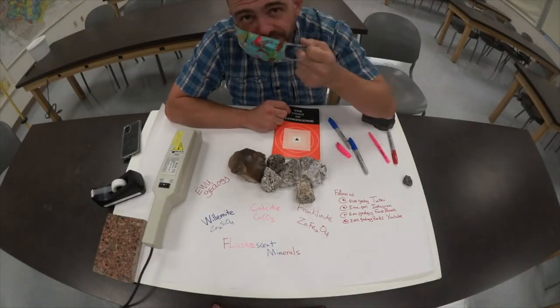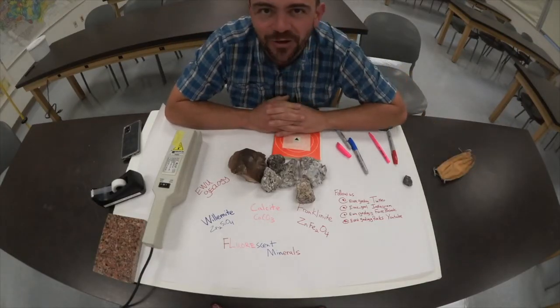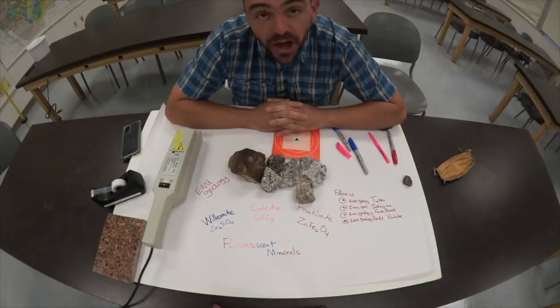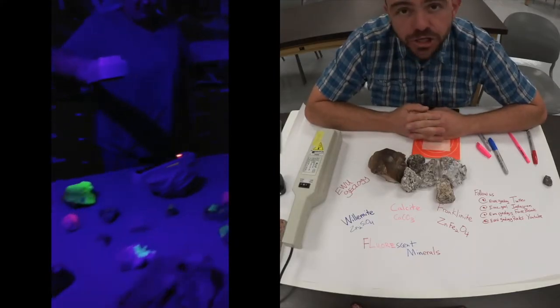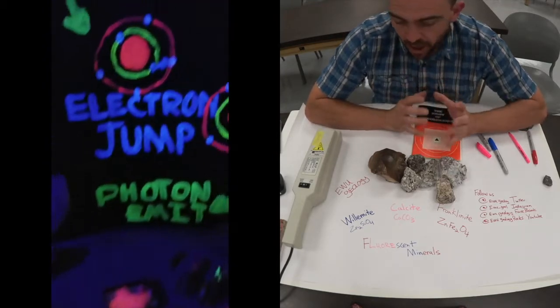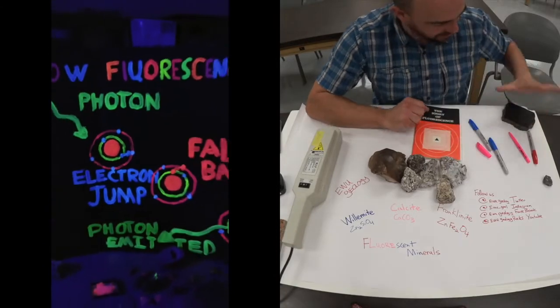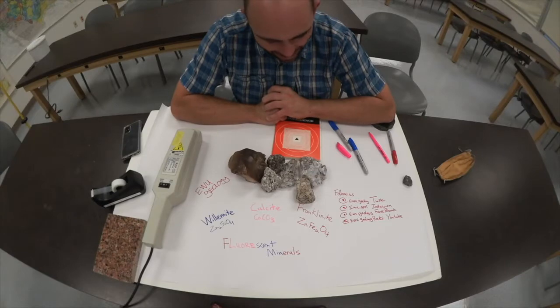Well, first off, I'm gonna remove this so you guys can all see my face and hear my voice a little clearer. We're gonna walk through our fluorescent minerals and understand the process of fluorescence. So, we've got a variety of different minerals up here and some rocks that are not going to fluoresce. Walk you through why this happens.